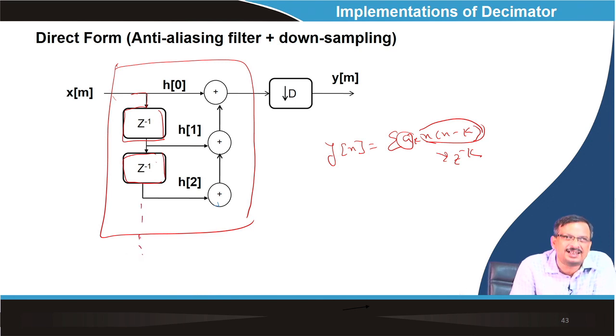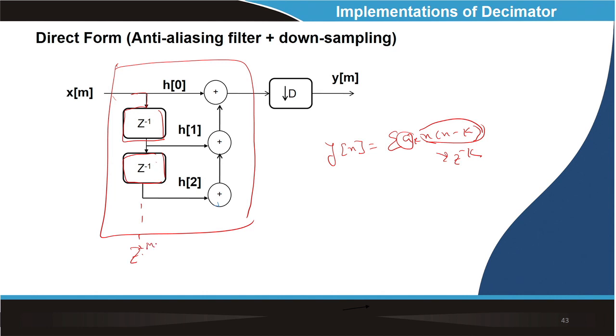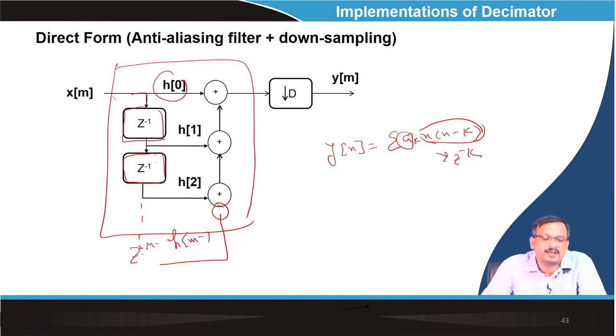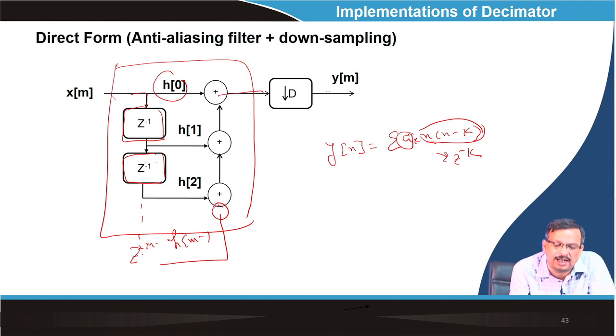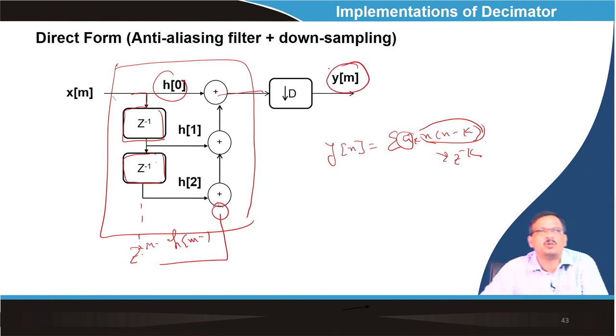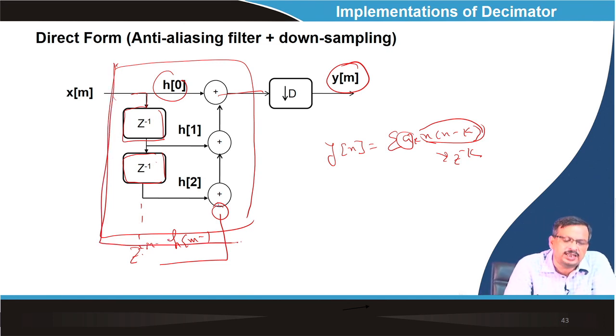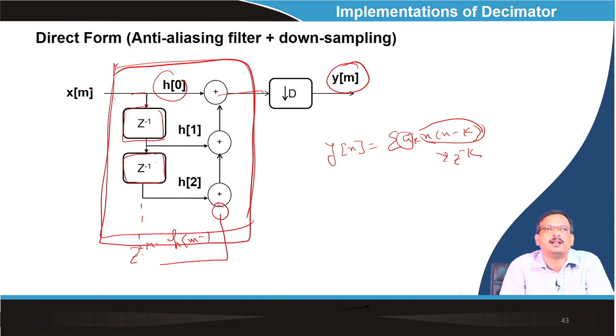Let us say I have an m-th order filter, then I have z to the power minus (m minus 1), with coefficients h0 up to h of m minus 1, multiplied and added together. Then I downsample the signal and I get y of m. So I can implement a FIR low pass filter using a simple direct form structure.